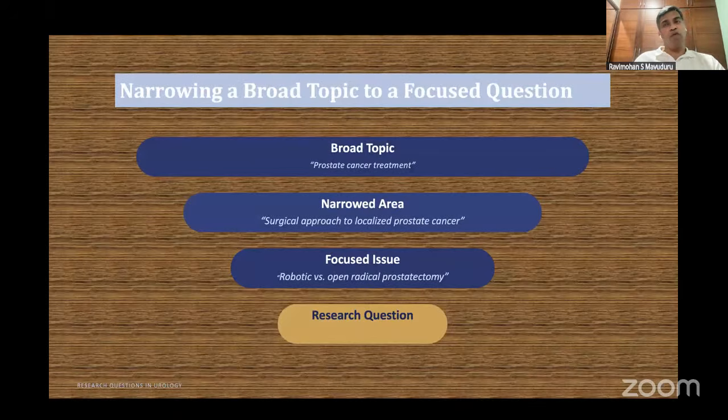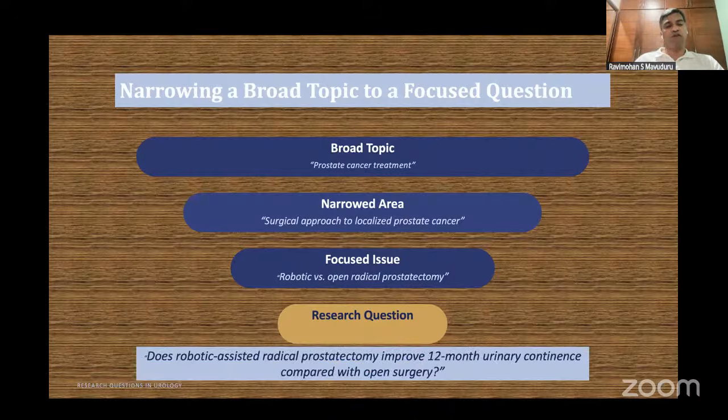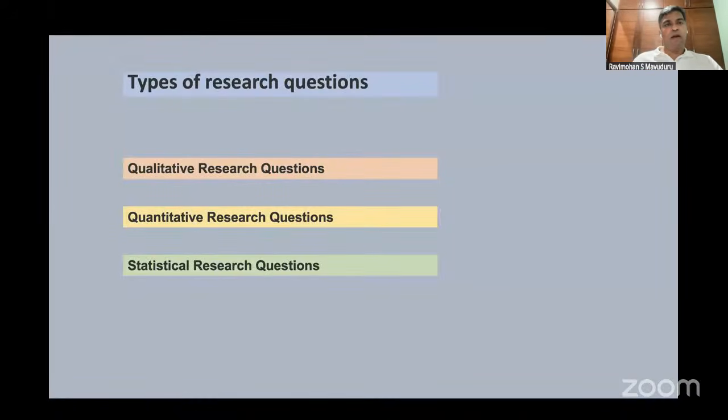Now, how do you reach a research question? First, you start with a broad topic, let's say prostate cancer. Then you narrow it to surgical approach to localized disease. Then you focus it, robotic versus open, and that's how you will generate a research question. So it's a reverse pyramid: you start from a broader area, keep on narrowing it, keep on making it focused, and then you get a research question, something like this: does robotic radical prostatectomy improve 12-month urinary continence compared with open surgery? Everything is covered in this.